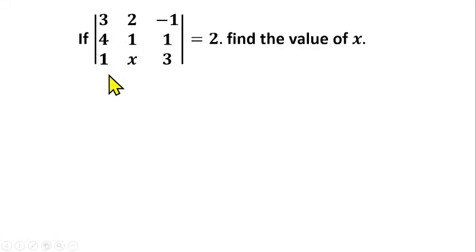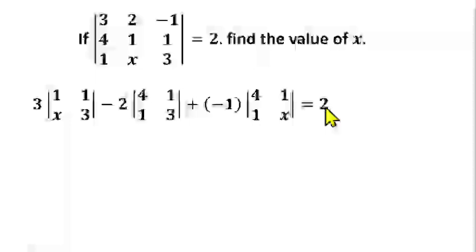So here you'll be having 3, then close this, you have 1, 1, 3, x and 3. You have a minus 2, close this, you have 4, 1 and 3. Then you have plus minus 1, then close this, you have 4, 1, x equals to 2, which is going to be what you are having here, which I believe you understand how I got this now. I just explained that here. So you have reduced this 3 by 3 to 2 by 2 using the first row here.